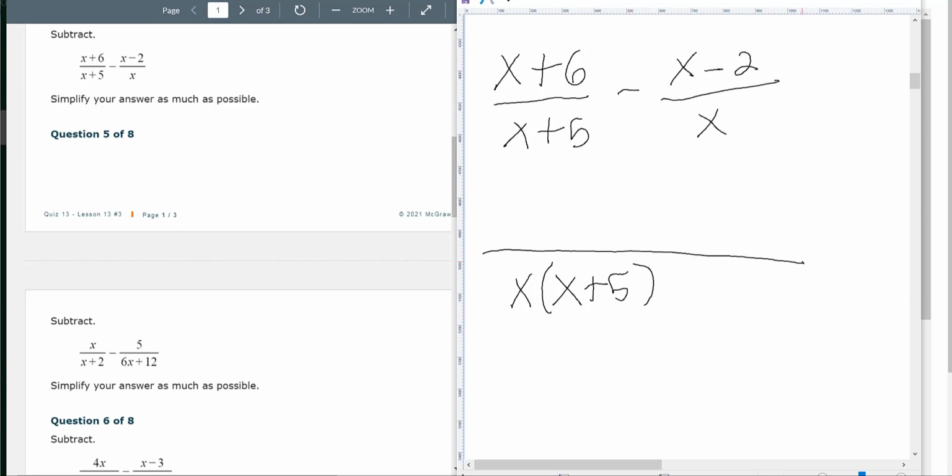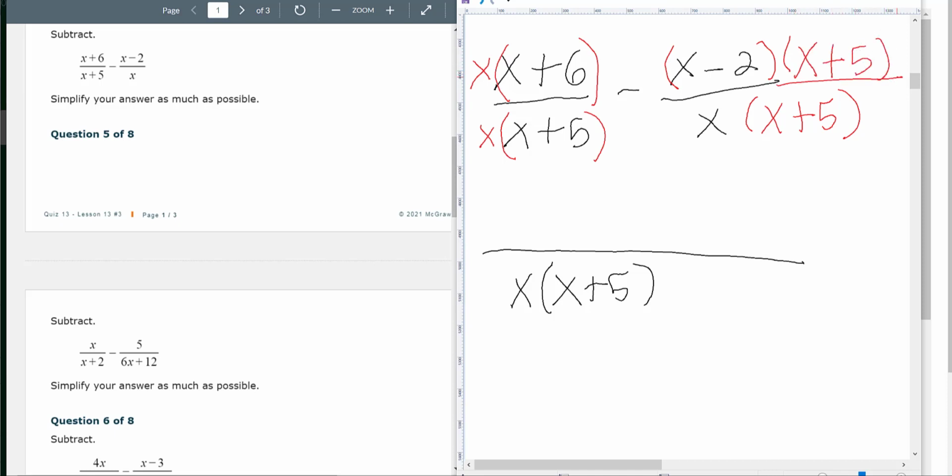If you look at the first fraction, it's missing a factor of x. If you put an x in the denominator, you have to put an x in the top. And I put the parentheses to remind us that that x has to be multiplied times both terms in the numerator. If you look at this denominator, you'll notice that we need to include the factor of x plus 5. And look, these are binomials, so you better keep them in parentheses. So that's x plus 5 in the bottom and in the top, being multiplied.